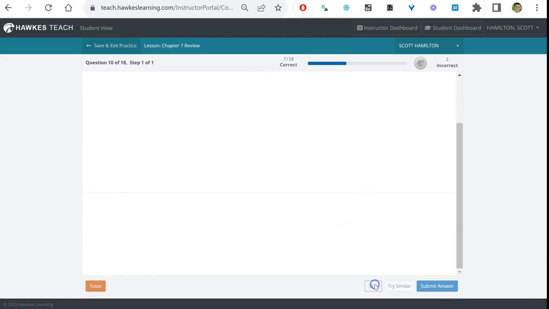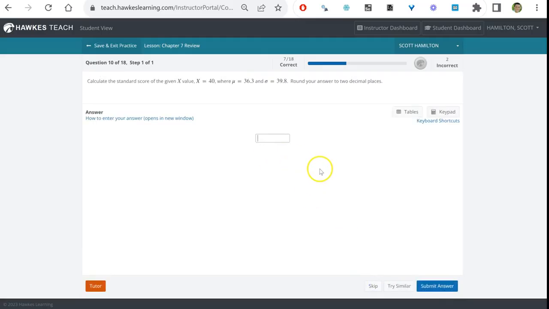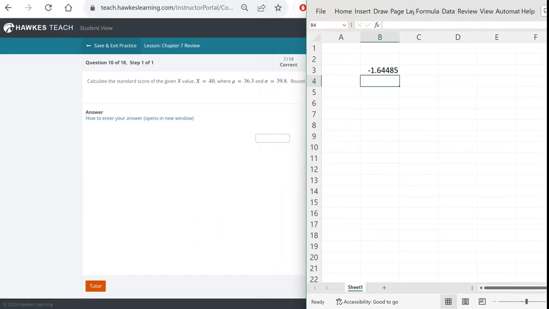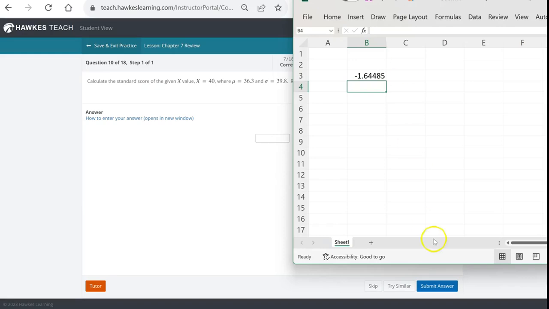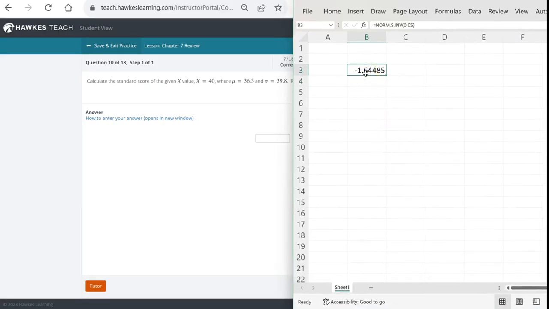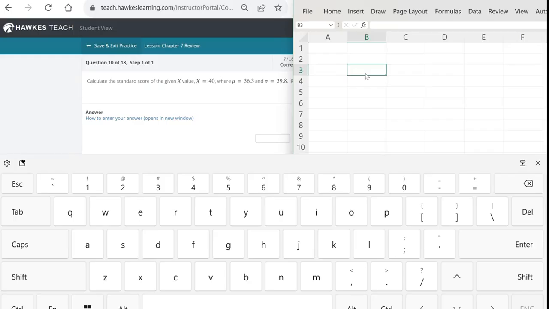And so there are more distribution comparisons. There's one other that I want to show you, and it's right here. So here we're going to calculate the standard score of the given x value. X is equal to 40, where my mean is equal to 36.3 and my standard deviation is equal to 39.8. Now there are also two ways to do this one. One is with the equation, and one is with an Excel function. So I'll show you the first way with the equation, just back again in this B3 cell. My equation is my x value minus my mean divided by my standard deviation, or in terms of Greek letters here, my x minus my mu divided by the sigma.